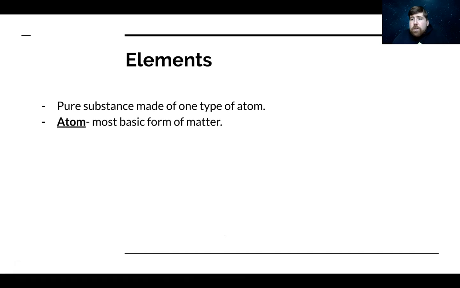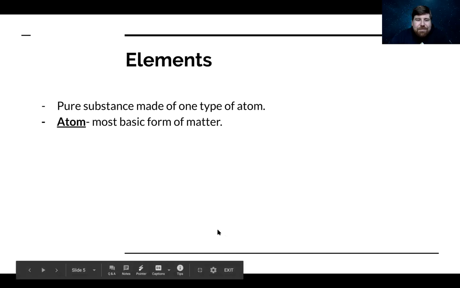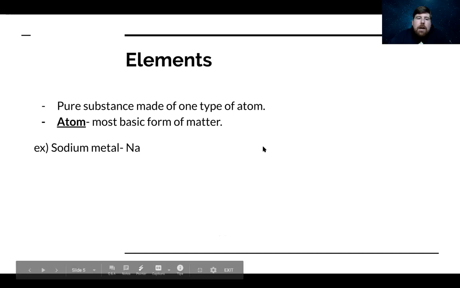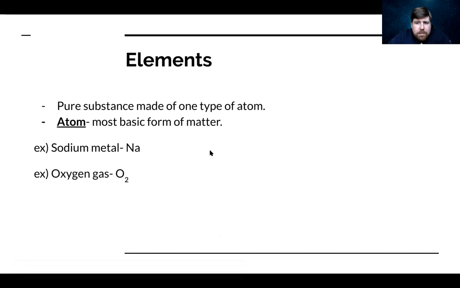Atoms are, of course, the most basic form or type of matter, and we'll get into atomic theory in a little bit, but really just for right now, you can think of atoms as tiny spheres that make up stuff. Some examples of this would be the sodium atom. Sodium in its elemental form is just Na. We can also have something like oxygen gas. Oxygen gas is absolutely defined as an element because it's a substance made of one type of atom.